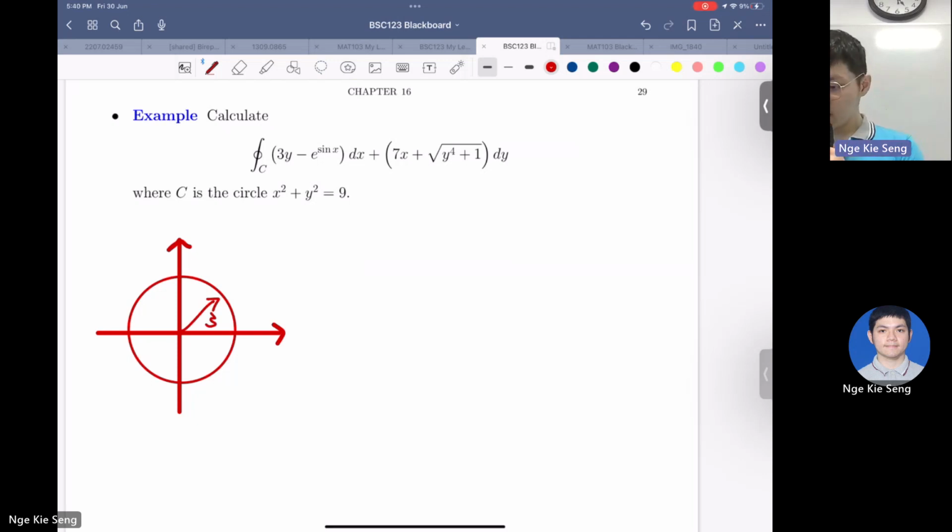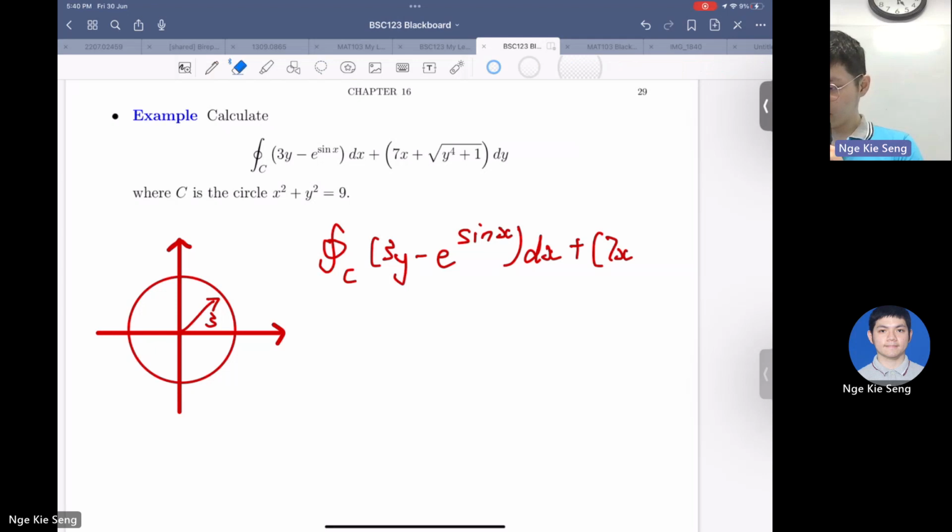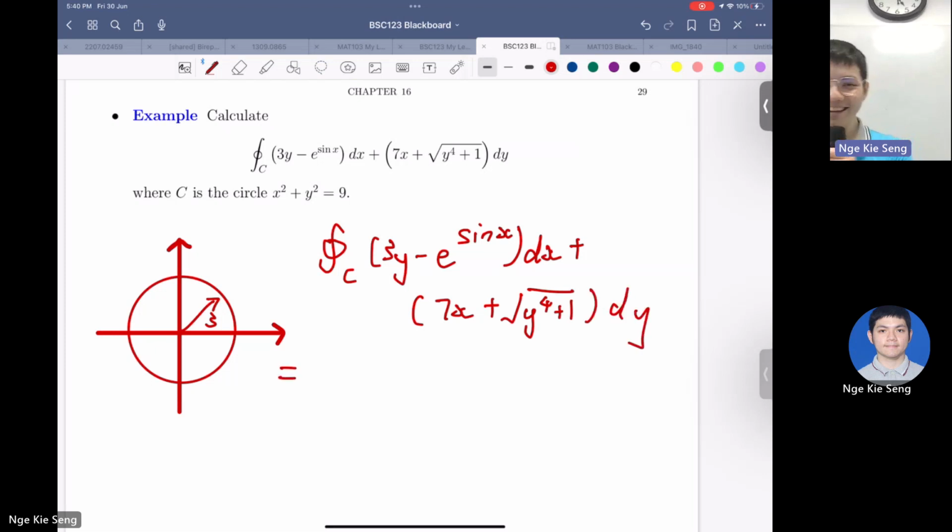Okay, so if... yeah, a bit advanced. Wait first. Wait. Can I change the polar coordinate also? Can.